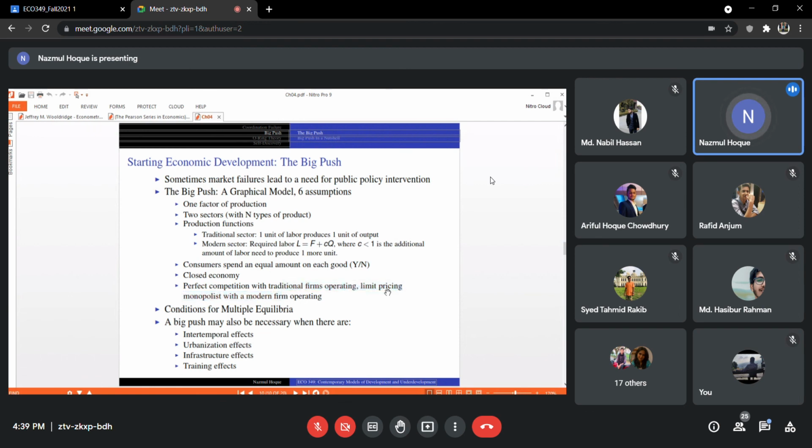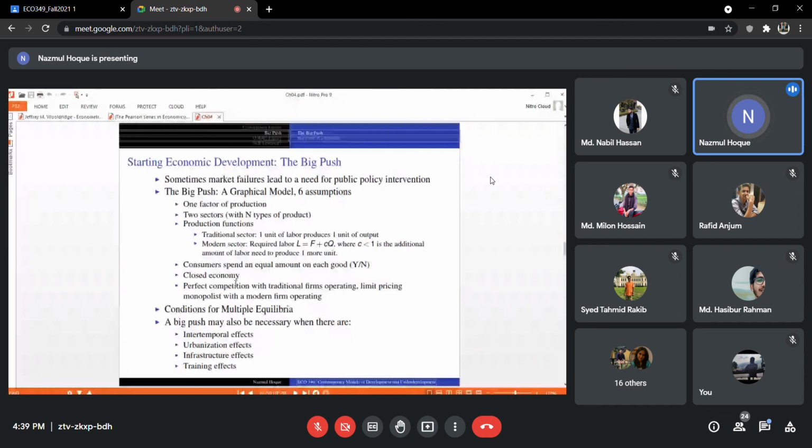The other assumptions we have here are that consumers spend an equal amount of their income on each type of good. We have a closed economy with no foreign trade, and perfect competition among traditional firms. The modern firm works like a monopolist, but it has a price limit. It cannot charge above the price the traditional firms are charging, because if it does, the traditional firms will take over and the monopolist will lose everything.